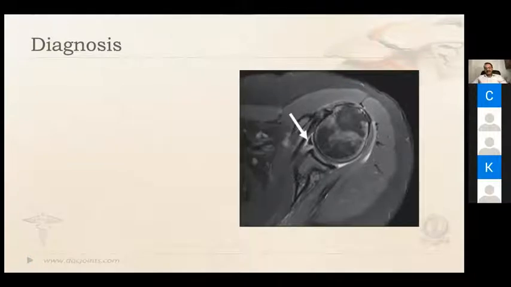Anyone? Gold medal question. Anyone? I'll give you a hint: it's a congenital variant. This is a thickened ligament. What is it called? Yes, it's a Buford complex.